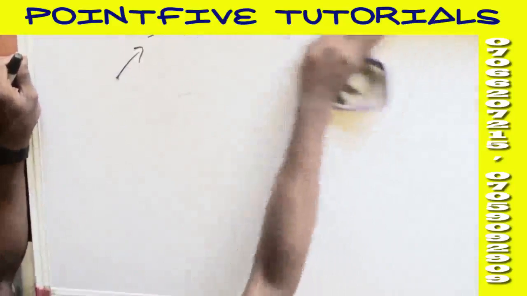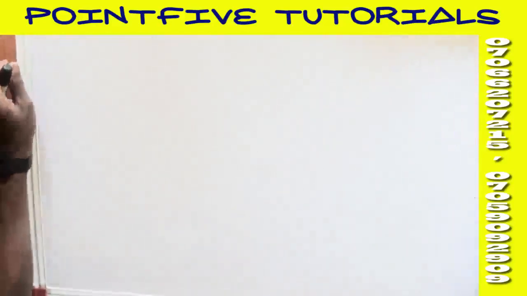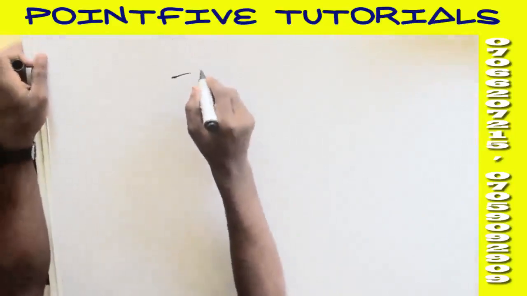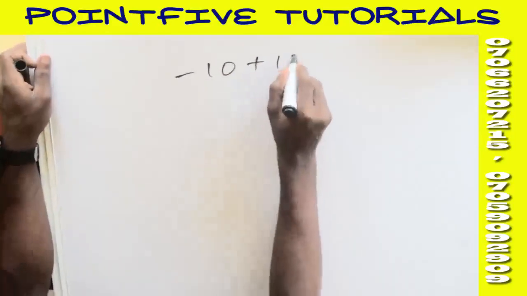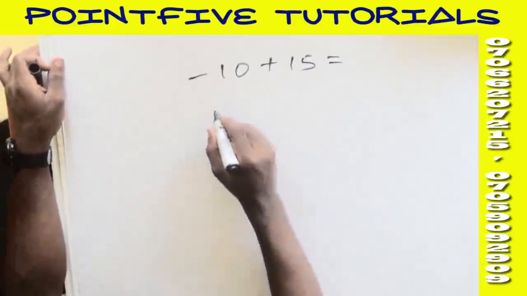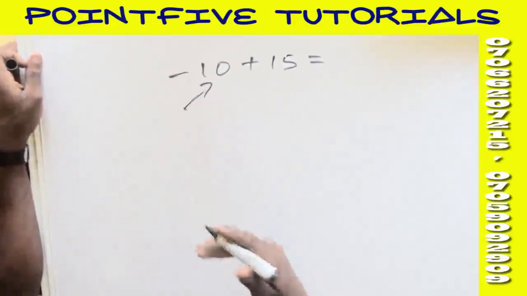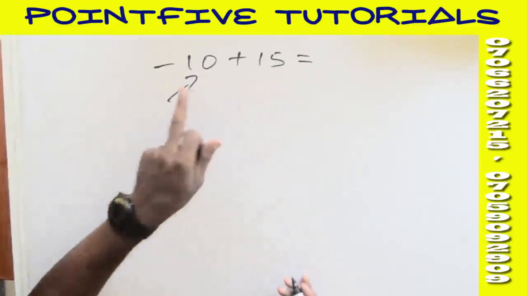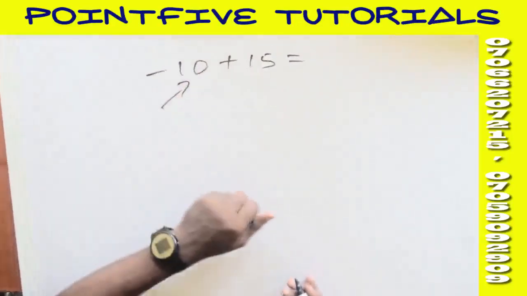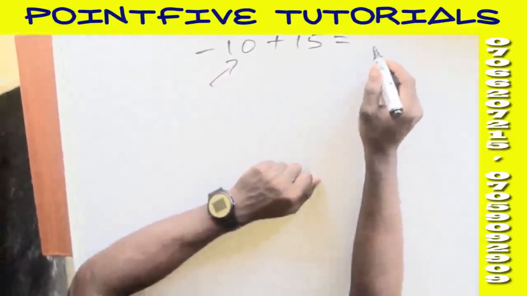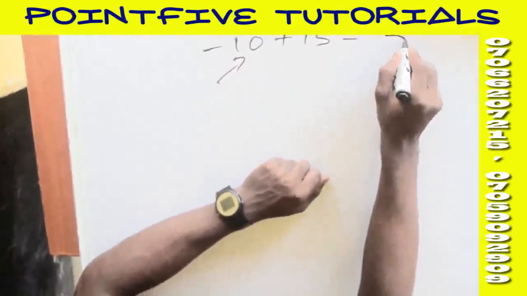So let me clean up and give you guys more examples. So let's say that I write something like this, minus 10 plus 15. What is the answer to this? Minus means you are owing me 10 naira. Plus 15 means you are paying. You are paying me 15 naira because you are owing me 10 naira. So I, being the seller, or the person you are owing, must give you 5 naira.